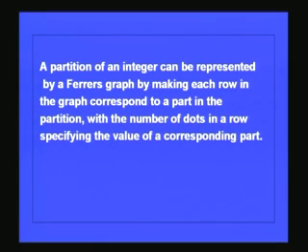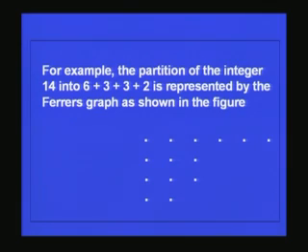A partition of an integer can be represented by a Ferrer's graph by making each row in the graph correspond to a part in the partition, with the number of dots in a row specifying the value of the corresponding part. For example, if you take 14 and split it like this, 6 plus 3 plus 3 plus 2, the Ferrer's graph corresponding to this is like this. First is 6, then 3, 3, 2. Usually you arrange it in such a way that the upper row is longer than the lower row or equal.